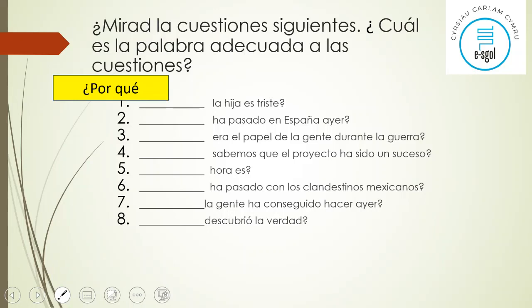So in this case, for instance, ¿por qué la hija era triste? Why was the daughter sad? I'm going to leave these answers up for a minute and try to fit as many questions as possible in the paper.